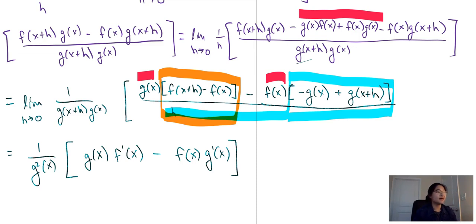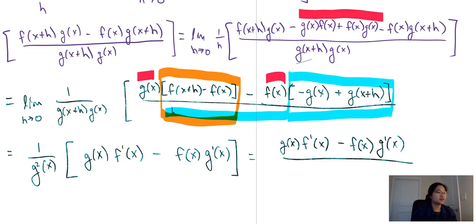And yeah, that seems pretty good. We might want to write that instead as g of x f prime of x minus f of x g prime of x all over g of x squared. And this is our derivative of f over g, that quotient.